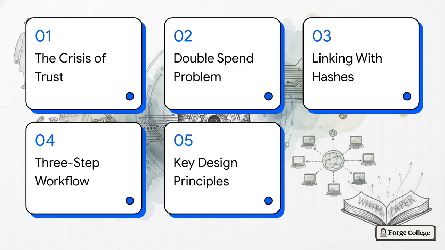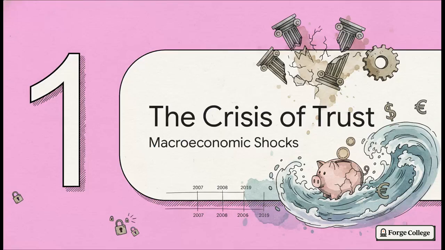Okay, here's the blueprint for today's explainer. We're going to cover: 1. The crisis of trust. 2. The double spend problem. 3. Linking with hashes. 4. The 3-step workflow. And 5. Key design principles. Let's jump right in. Section 1.